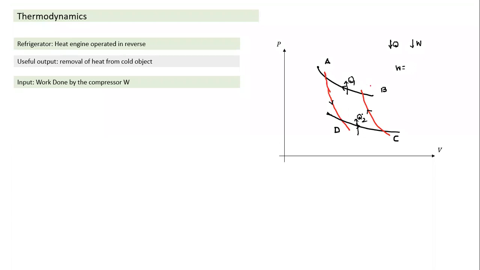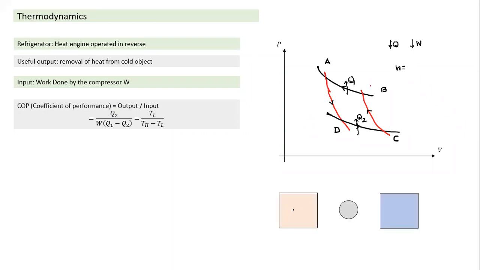So Q1 also negative, Q2. And so work done will be equal to, let's look at this. So when we talk about a refrigerator, what is the useful output for the refrigerator? Think of it. What is the useful output for the refrigerator?